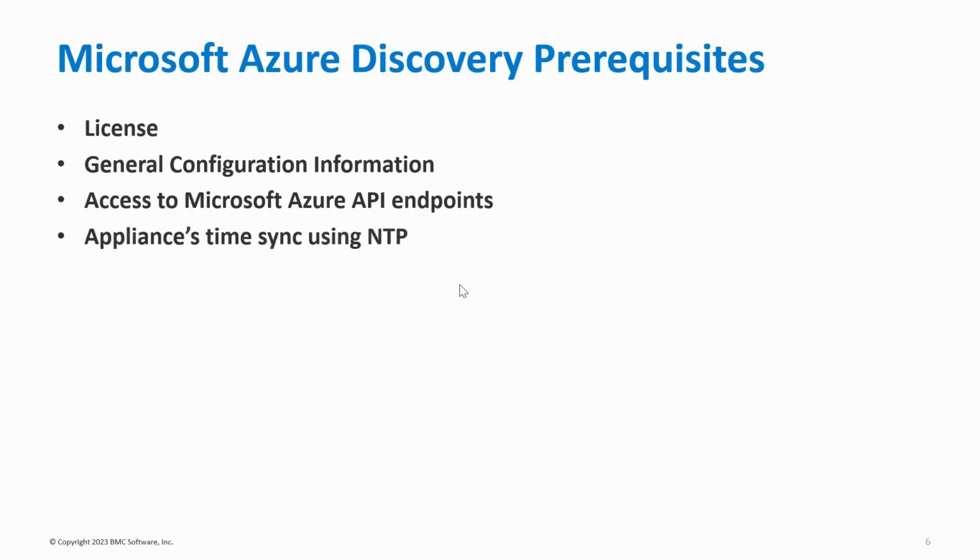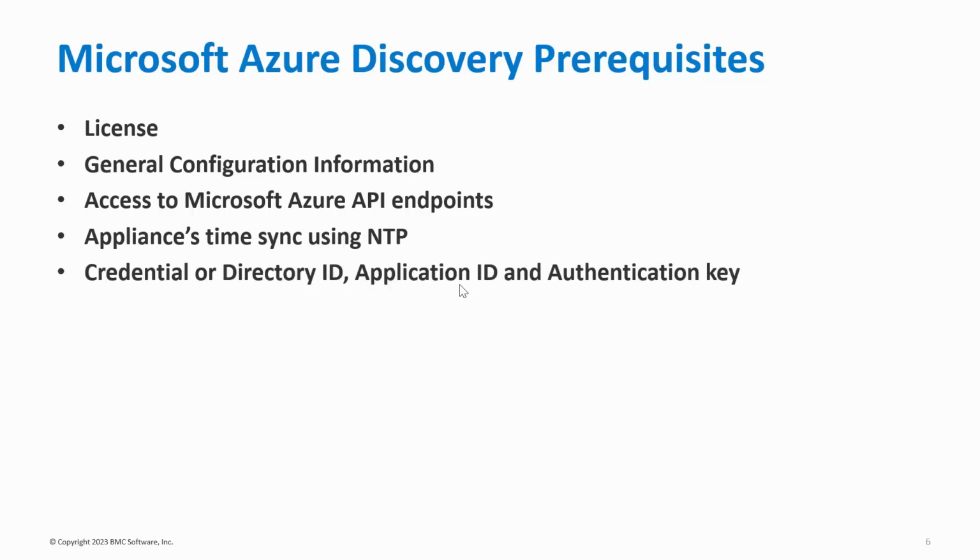As Azure uses timestamp-based authentication, we need to make sure that BMC Discovery appliance time sync is configured using NTP. In a couple of minutes, we will show a demo on how to enable cloud discovery from the Discovery UI, what are the Azure API endpoints that should be accessible from the Discovery appliance or the outpost, and how to configure time sync using NTP.